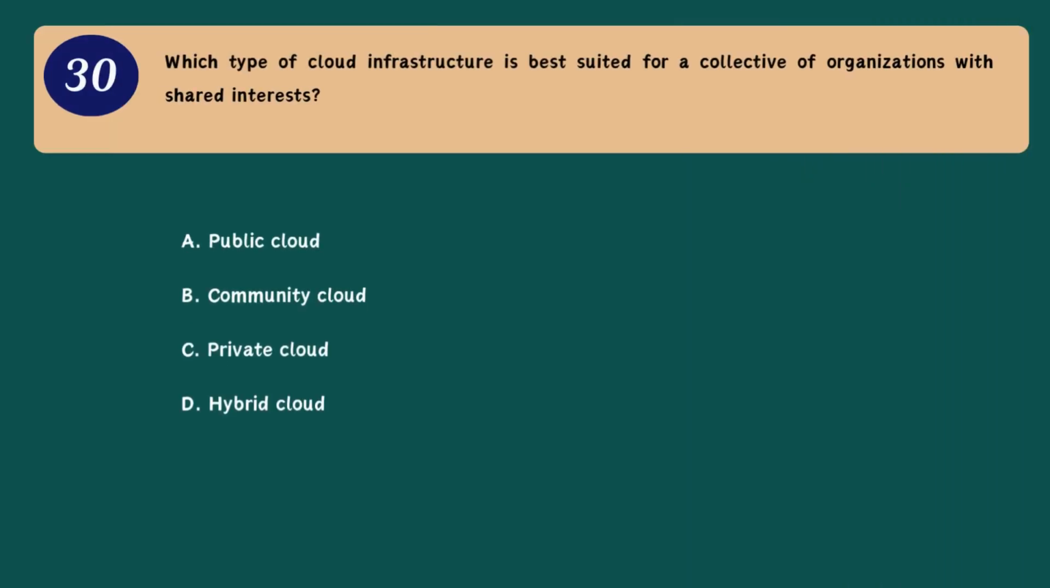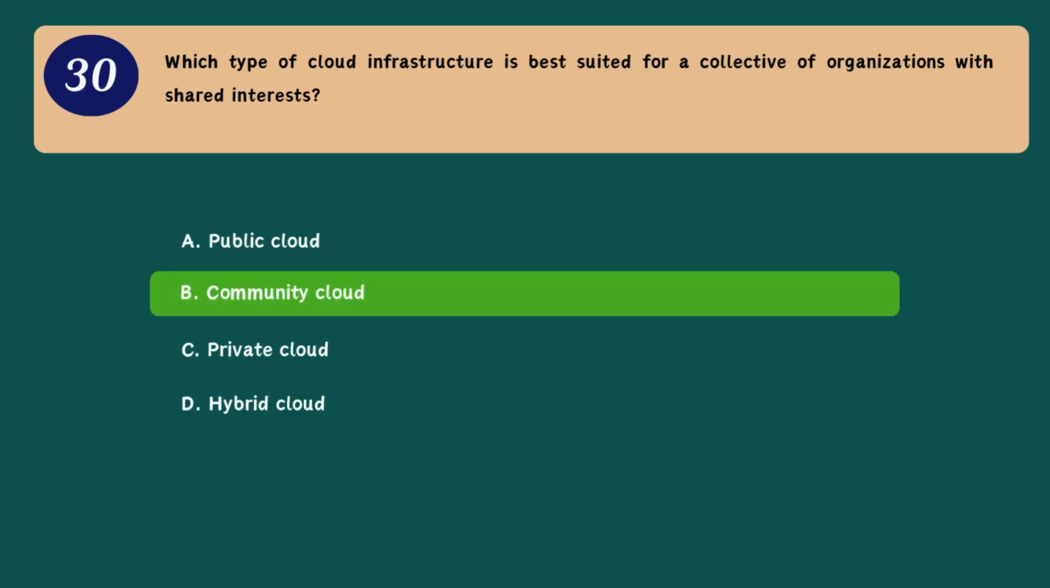Question 30. Which type of cloud infrastructure is best suited for a collective of organizations with shared interests? A. Public cloud. B. Community cloud. C. Private cloud. D. Hybrid cloud. Correct answer. B. Community cloud.